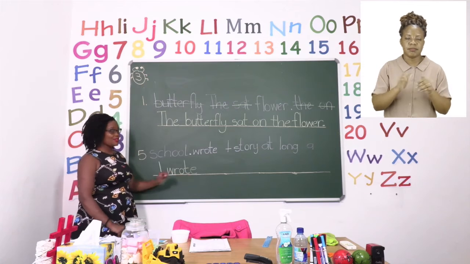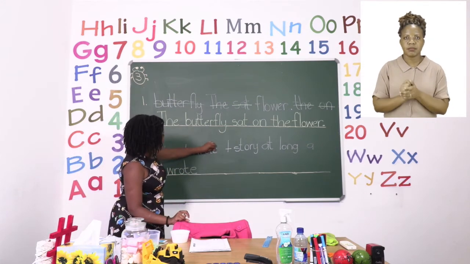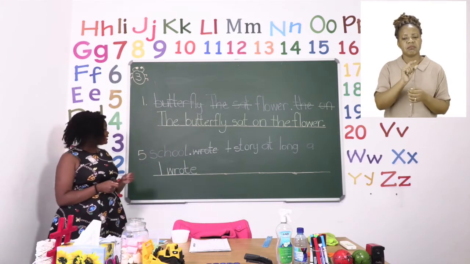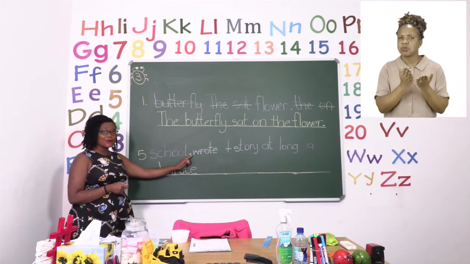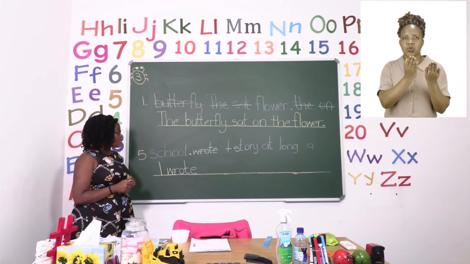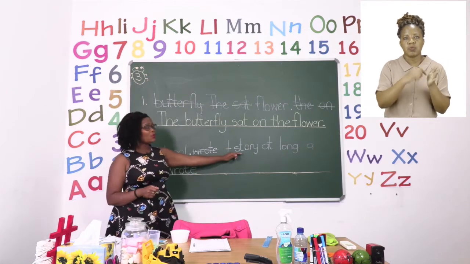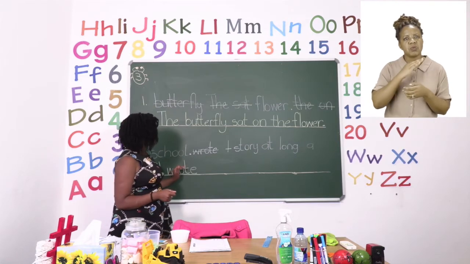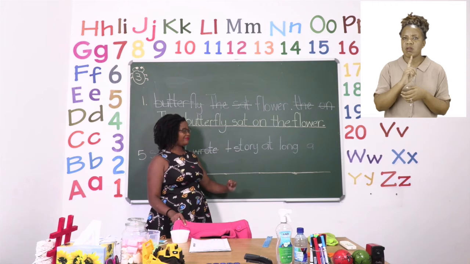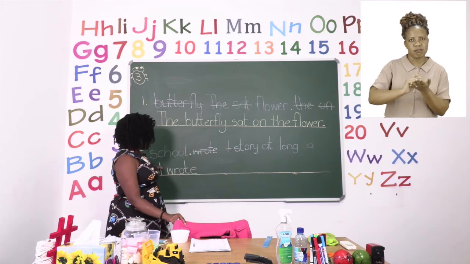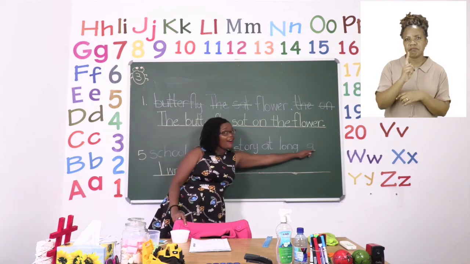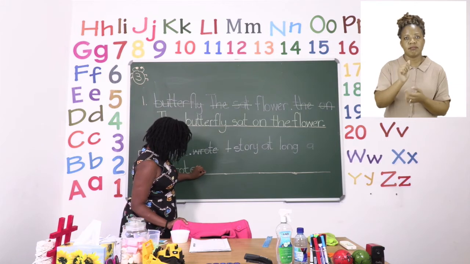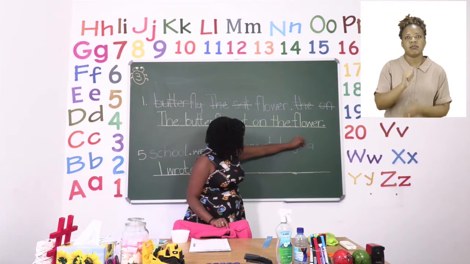I wrote. So we are going to cross out the word wrote. Now, what do you think the next word is? Well, it can't be the word school because it has a full stop at the end. Maybe we can say, I wrote story. No, that doesn't sound right. How about I wrote at? No. How about I wrote a? Yes, that is correct. So we're going to put the word a and cross it out here.